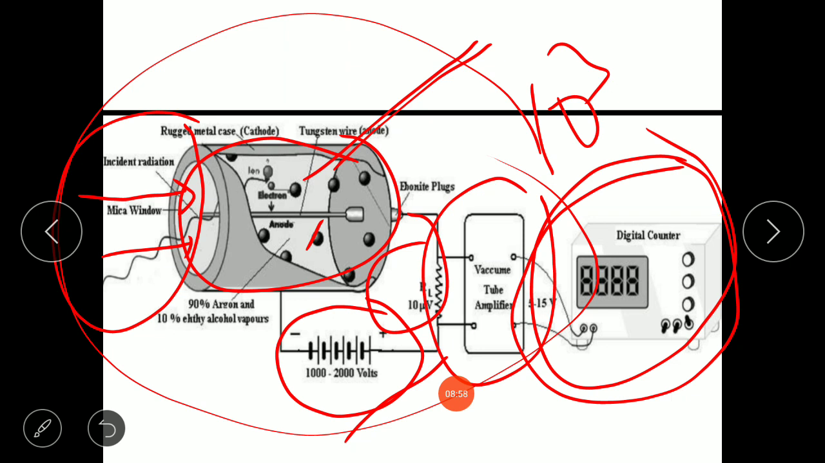In the next lecture, I am going to discuss the scintillation counter. This is also used for the same purpose, detecting and measuring nuclear radiations.